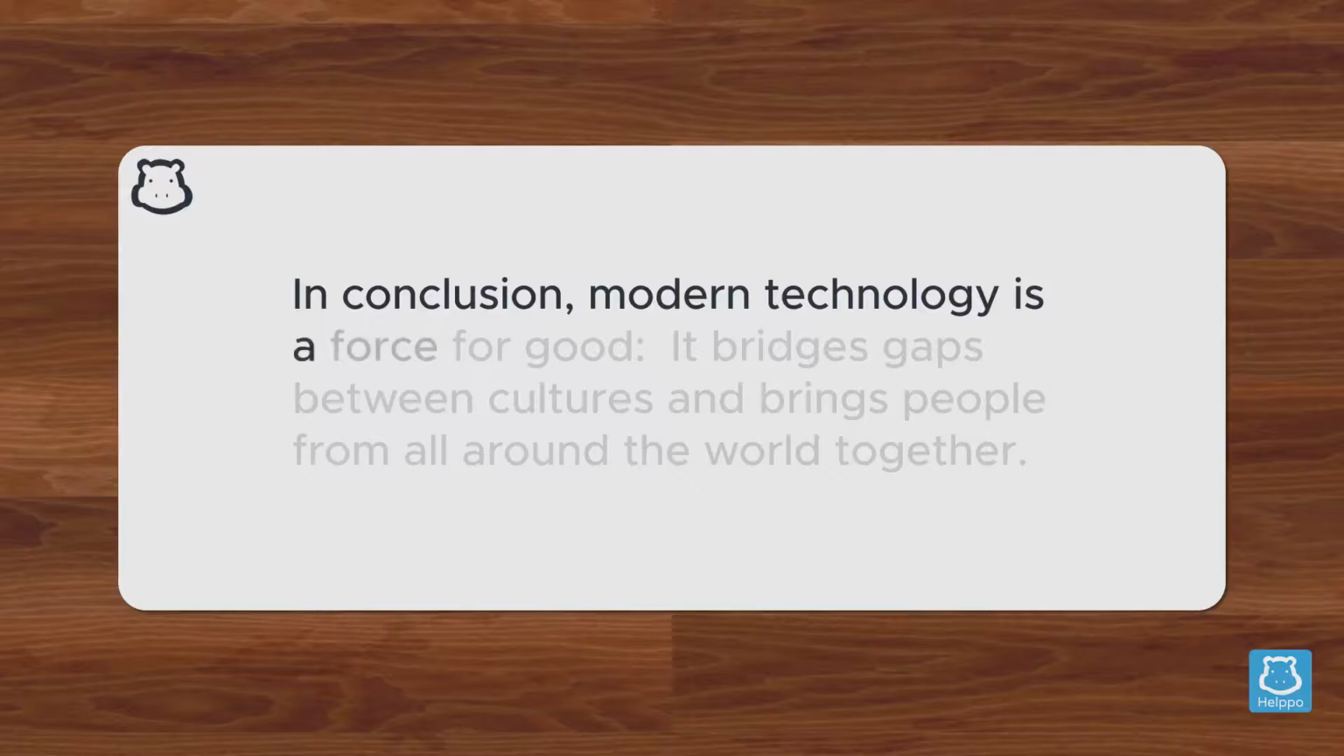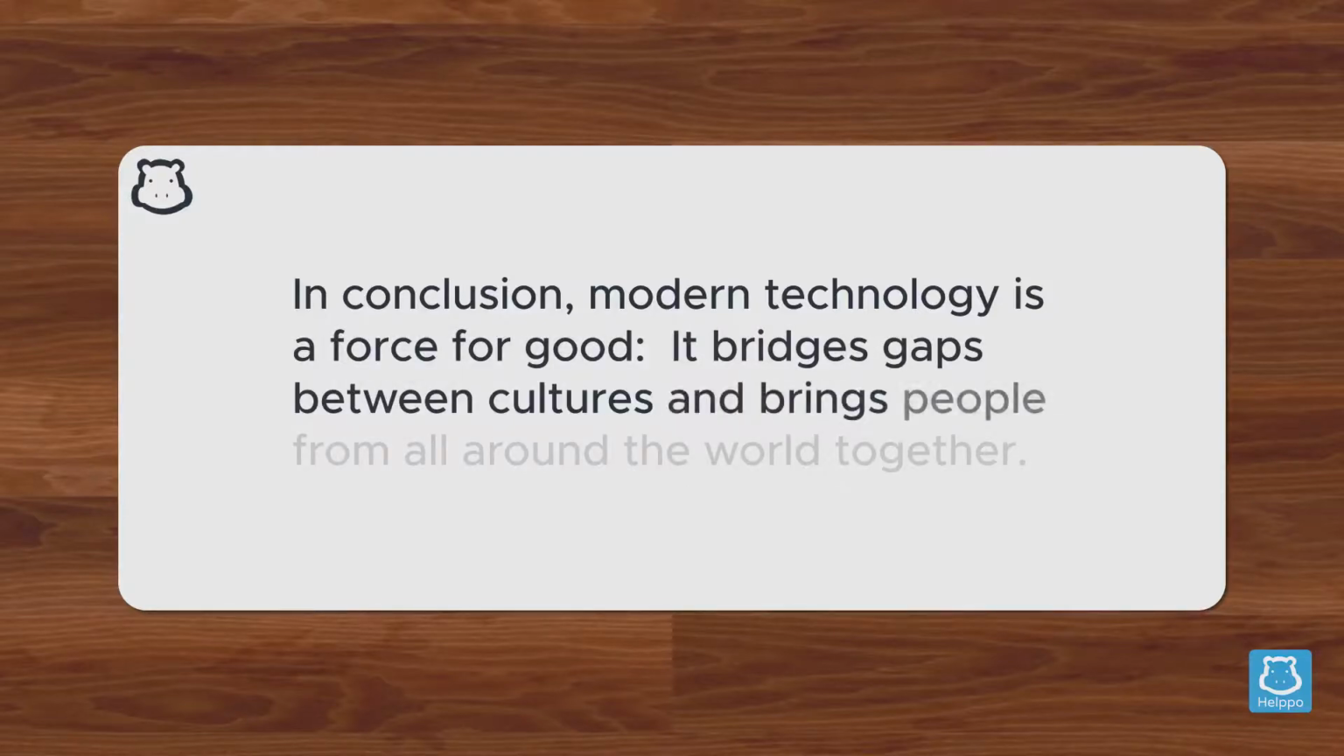An effective conclusion will begin with a linking word to finalize our essay, followed by a summary of our thesis statement. Make sure that you aren't just rehashing your thesis statement, try to use synonyms and change the phrasing. In conclusion, modern technology is a force for good. It bridges gaps between cultures and brings people from all around the world together.